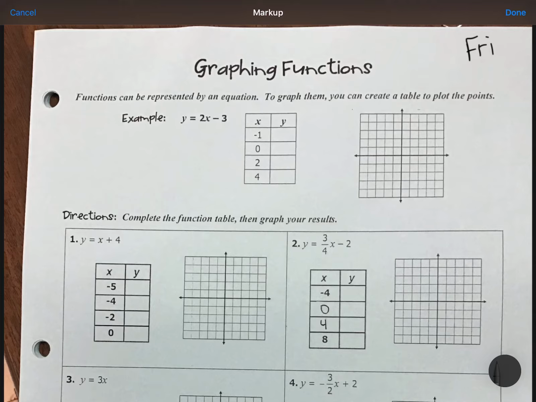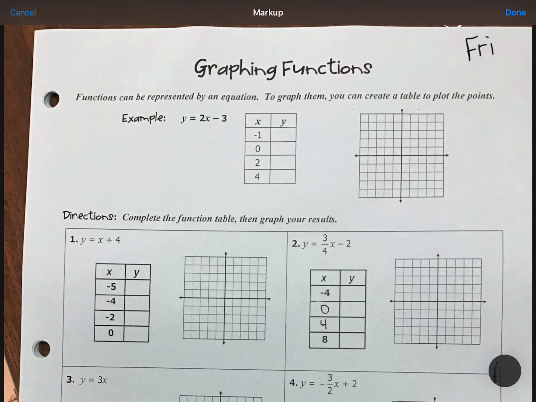There's more than one way to graph a function. Today we're going to use tables in order to graph a function. Sometimes your tables will give you the x values, such as this worksheet, and sometimes they don't give you the x values. So you would just randomly select a few x values to create a table.